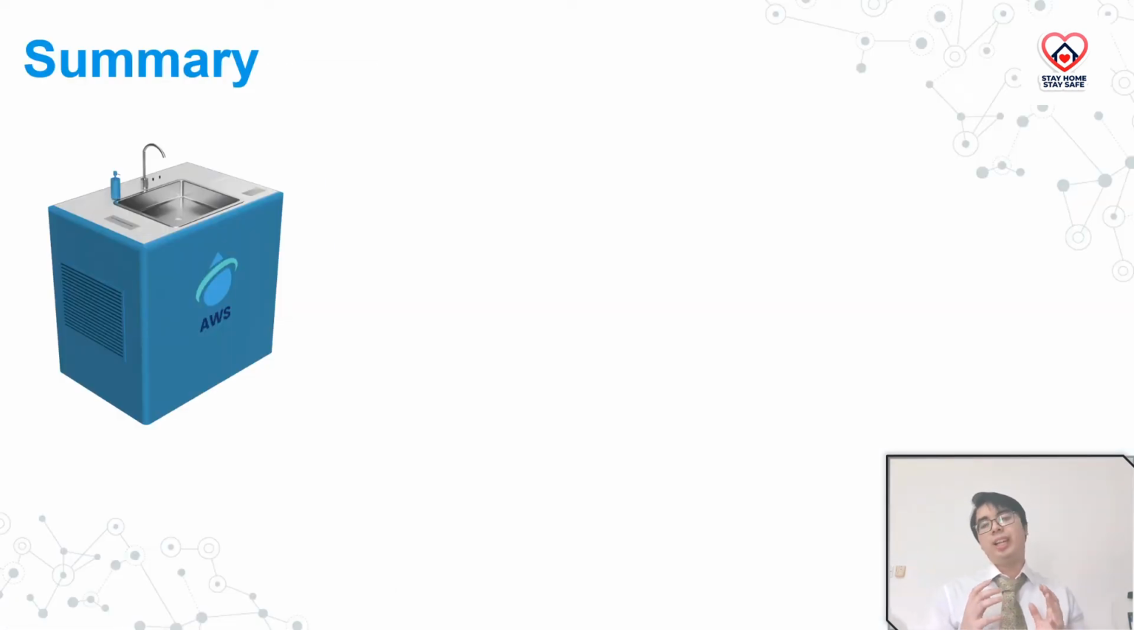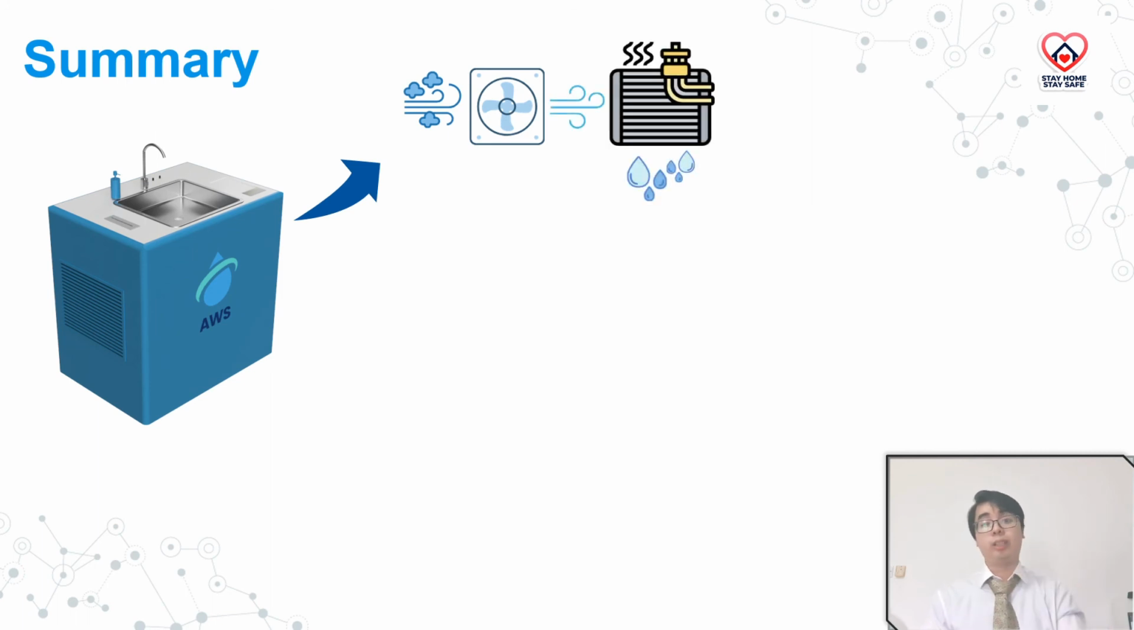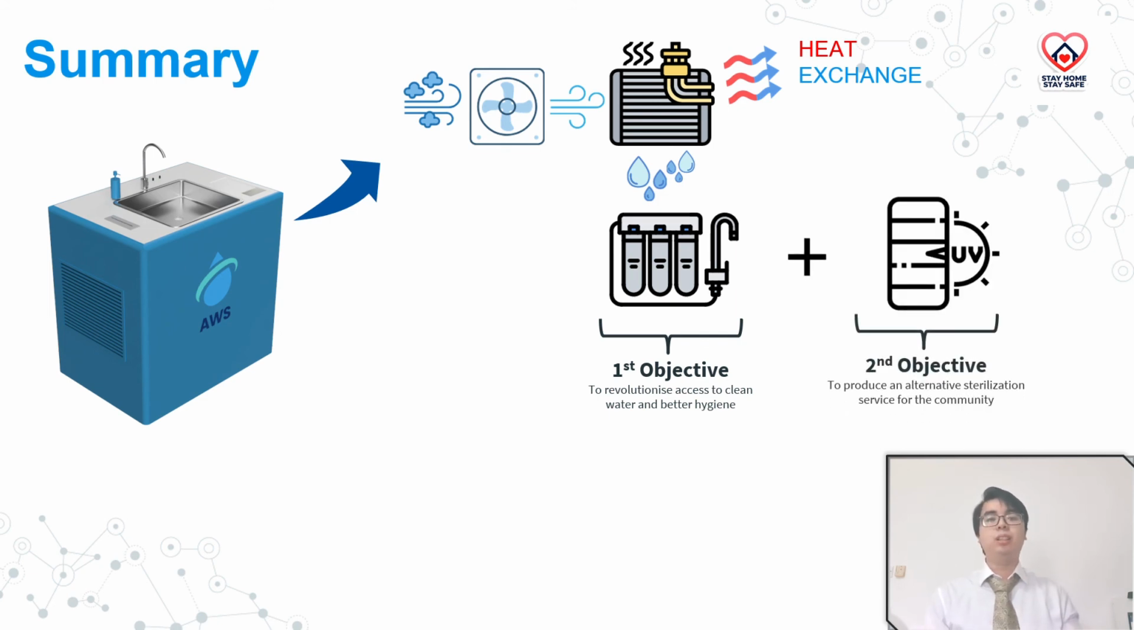Our product, which is AWS, takes in humidity from the air and condenses it to water at the evaporator. And this condensation is due to heat exchange by the refrigeration cycle. The water in the tank will then flow into a 3-phase filter to make the water clean and drinkable. Moving on to our second objective, we added in a UV sterilizer box as an alternative sterilization service for the user to disinfect their pocket items.